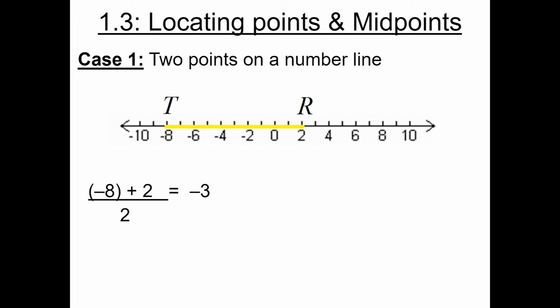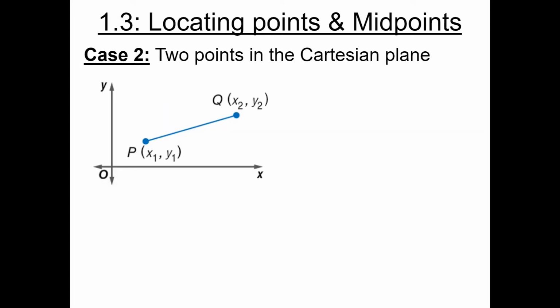Let's suppose we might want to do the same thing, but in a different context. How about the XY plane, the Cartesian plane? Well, it's really the same exact process. You just have to do it more than once. Since you have X's and Y's, you're going to take the average of your X's and the average of your Y's. We're going to call this thing the midpoint formula. This is something we're going to use quite a bit throughout the year, so you definitely want to be familiar with it. That's it for locating midpoints.